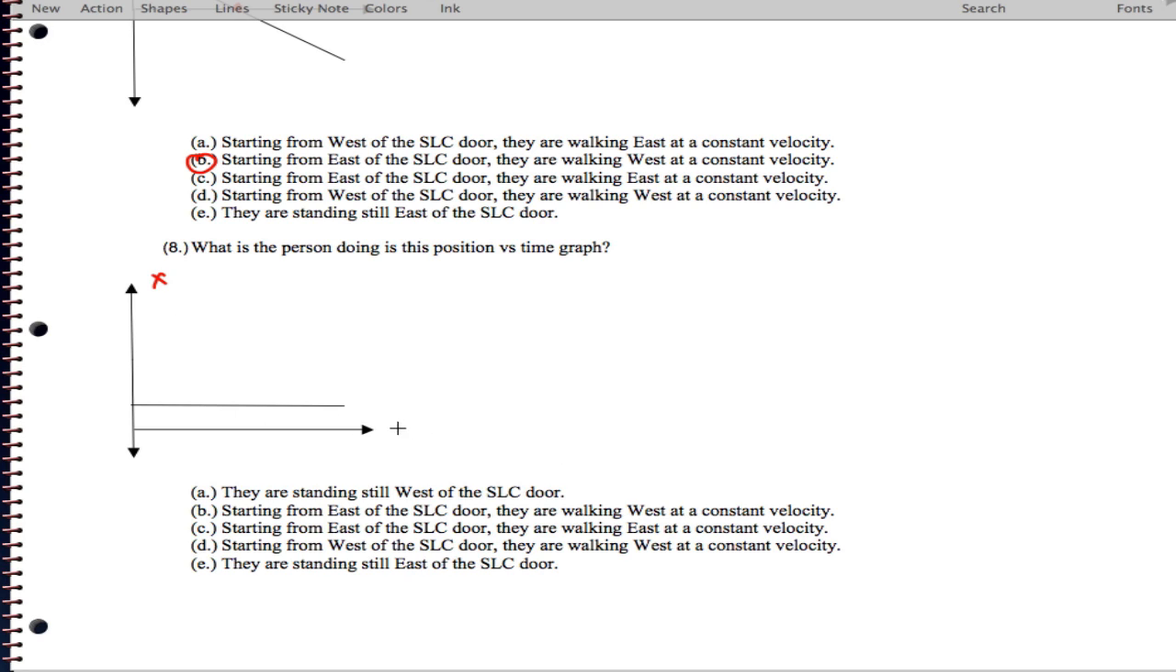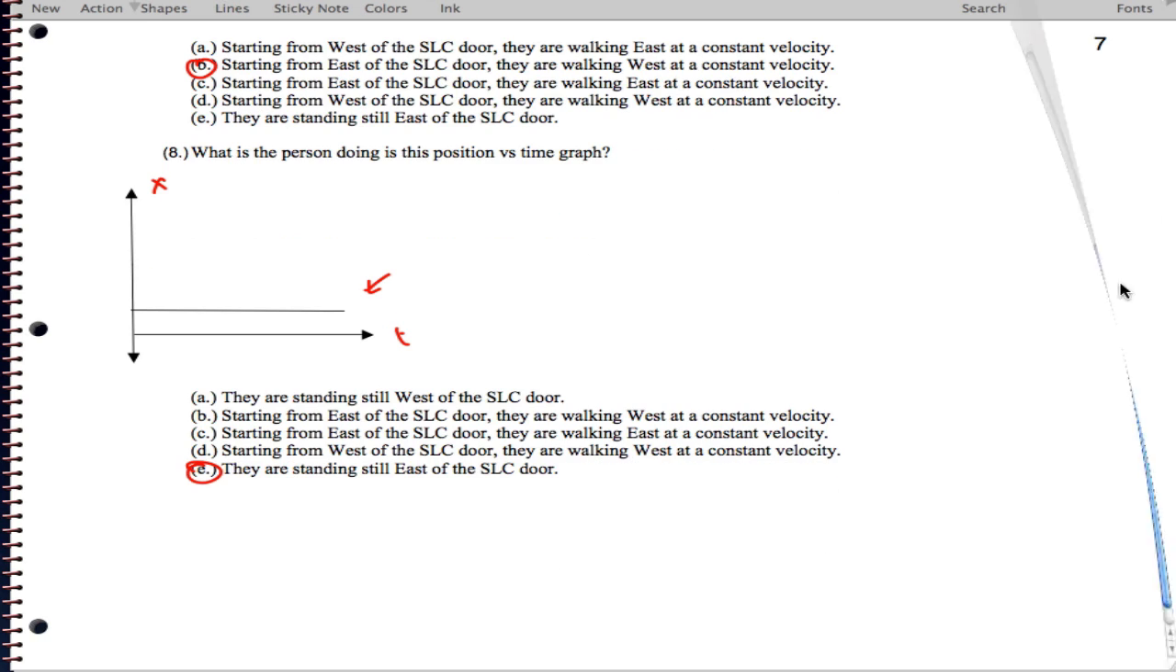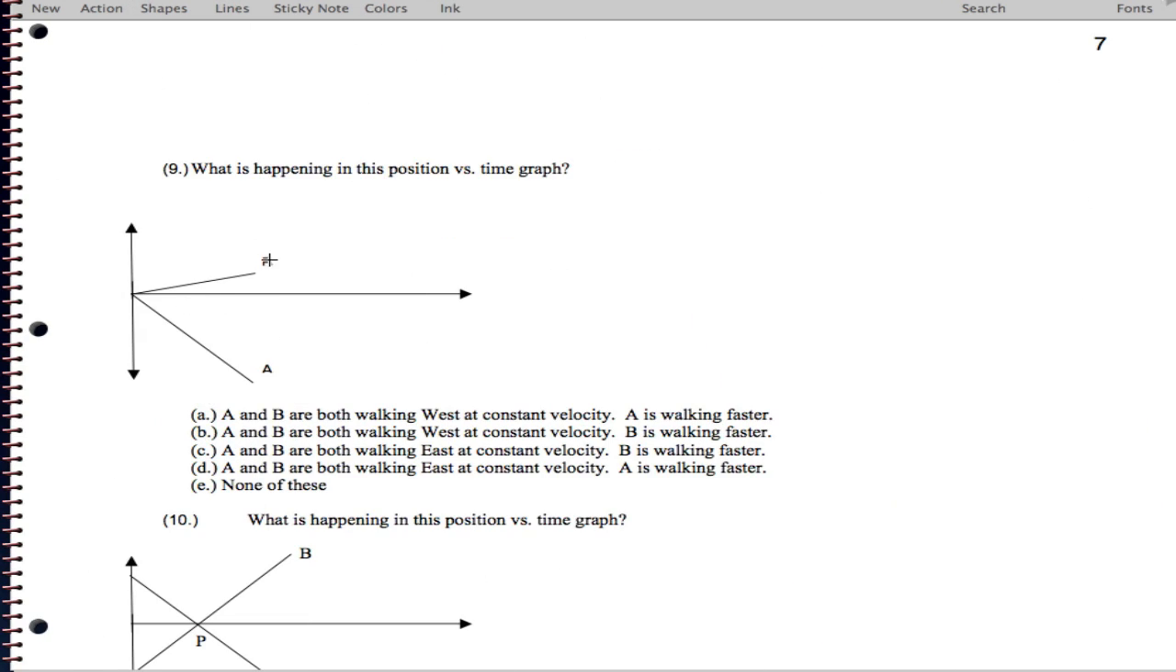Now, what's the person in this graph doing? Here's X, here's T. They're just standing there east of the door. And then what's happening in this position time graph? B is moving forward slowly. Again, not a steep slope. And A is moving backwards quickly. So actually, let me make that a little bit neater. Again, B is moving forward slowly, and A is moving backward quickly. So what this means, again, is forward is east, backwards is west.